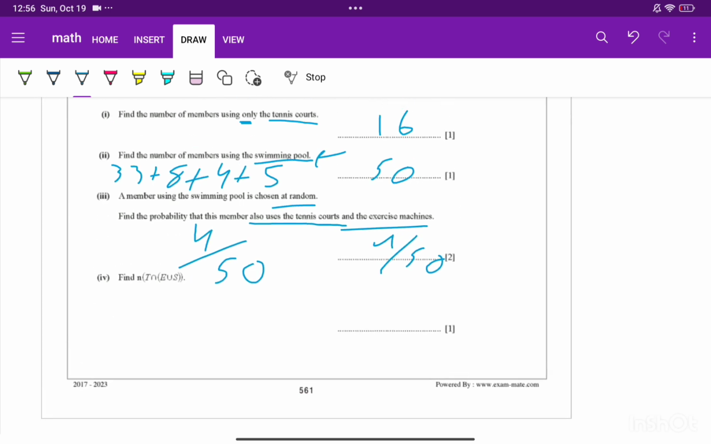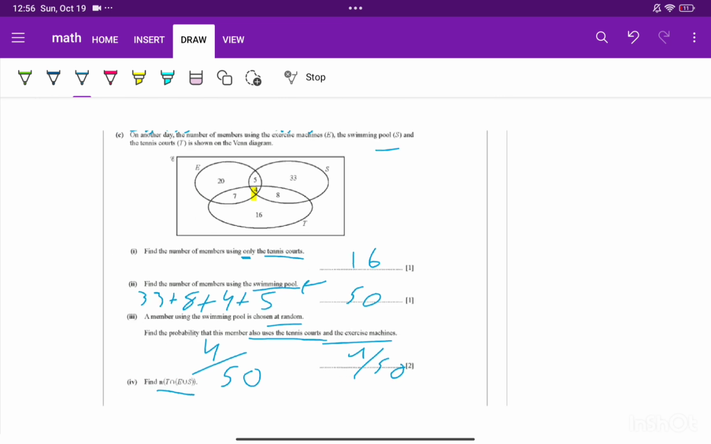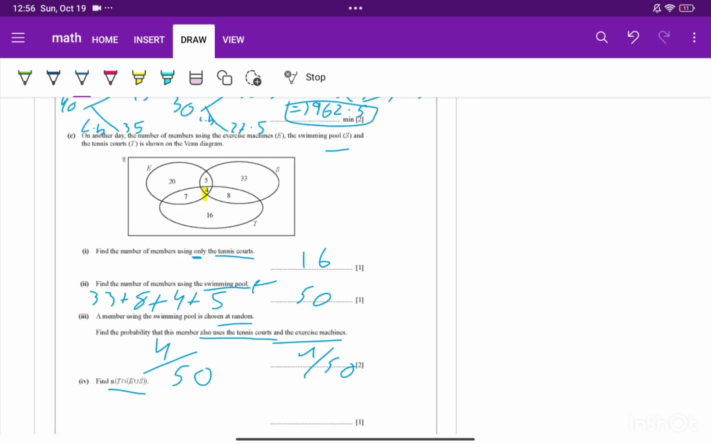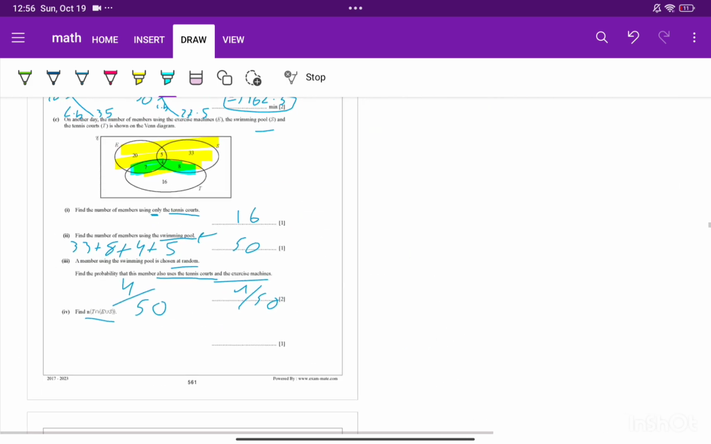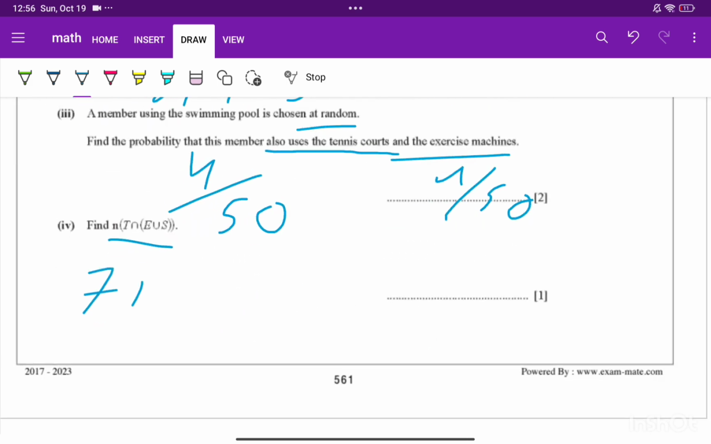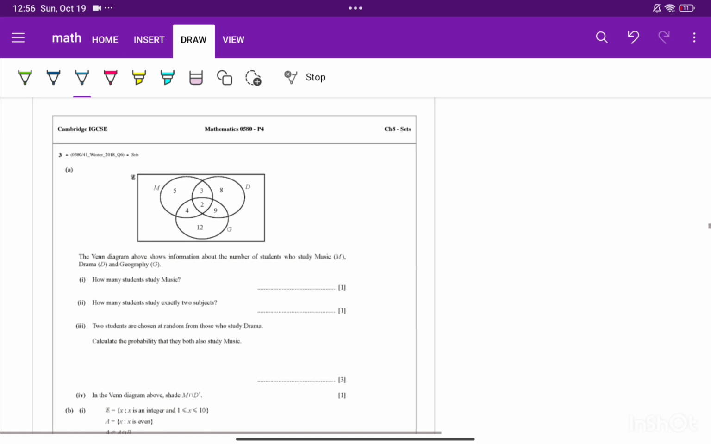Okay, find the number in E union S. So E union S will be this. Okay, and T common with E and S. So they are talking about this one, 7, 4, 8. So we will plus 7, 4, 8. 7 plus 4 plus 8. So our answer will be 19. Let's move to next part.